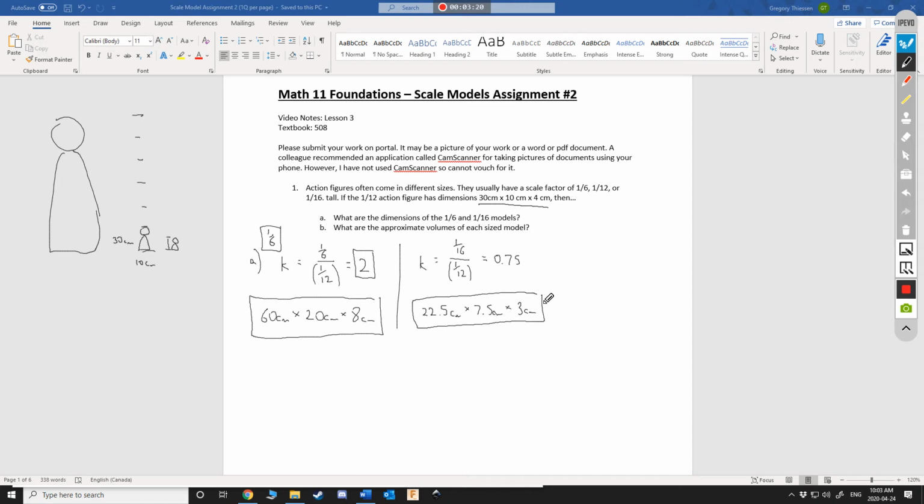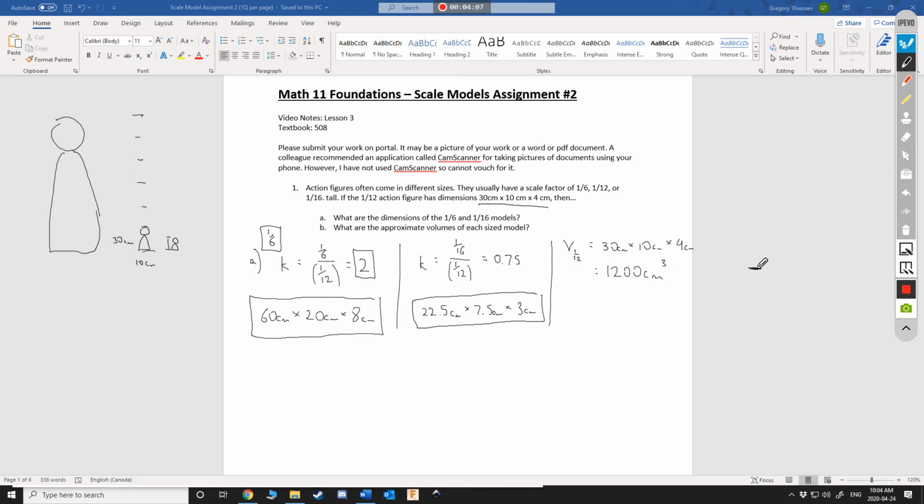Now there are 2 ways to do part B. It says what are the approximate volumes of each model. First I calculate the volume of the 1/12 model. We're just going to assume it's a box. Yes, in real life these figures are more complex: the head is about a sphere, the torso is like a cylinder. Who knows? We're just going to approximate as a box. So 30 cm by 10 cm by 4 cm, and we get 1,200 centimeters cubed.